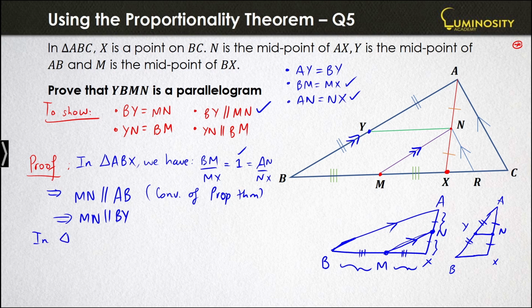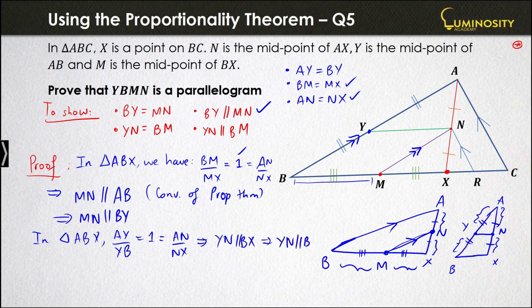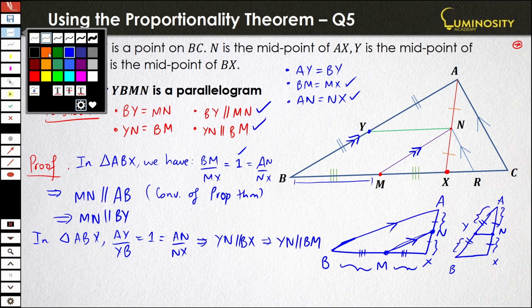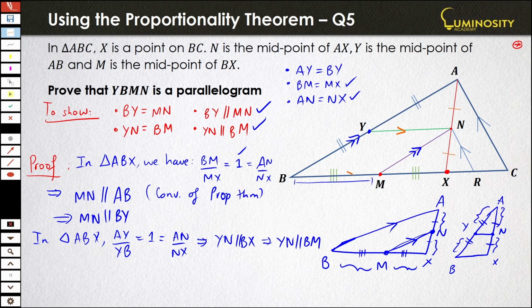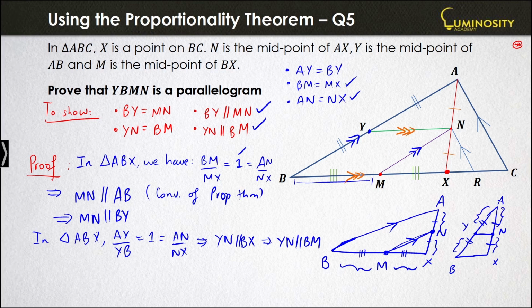So I can say in triangle ABX again, we have that AY over YB is in the same proportion as AN over NX. So these proportions here, AY to YB is the same as AN to NX. So this implies that the line YN is parallel to the line BX. But the line BM is on the line BX, so this implies that YN is parallel to BM. And we've proven that second part. So we've shown that these two lines are now in fact parallel to each other.